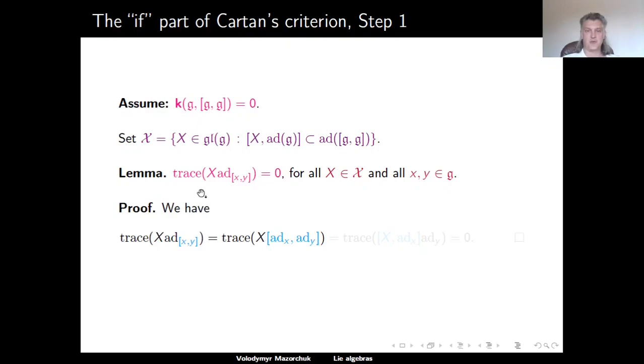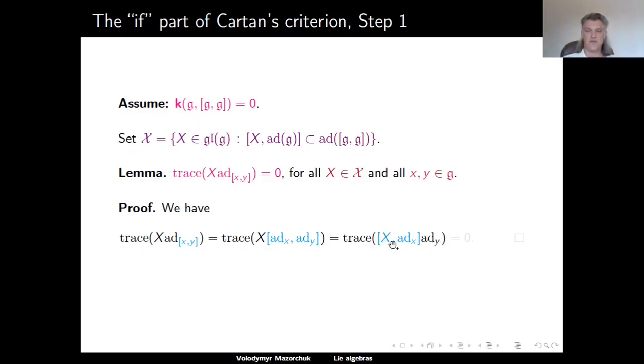Proof. So we try to compute the trace of this product. As the adjoint map is a representation of the Lie algebra, the adjoint operator for the commutator of X and Y equals the commutator of the adjoint operator of X and the adjoint operator of Y. Using the associativity of the trace, which we established when we proved the associativity of the Killing form, we can move the commutator bracket from the right to the left in this expression and get that this trace is equal to the trace of the commutator of X with ad X multiplied with the adjoint operator of Y.